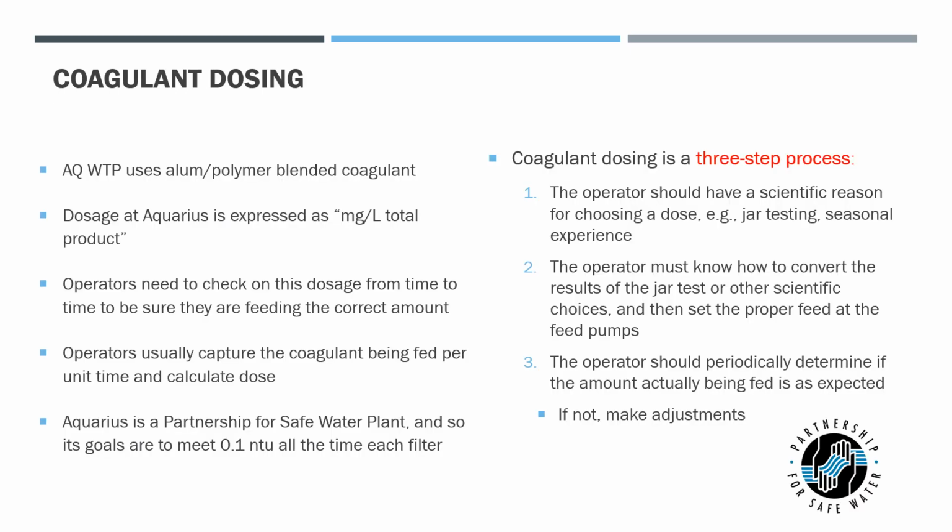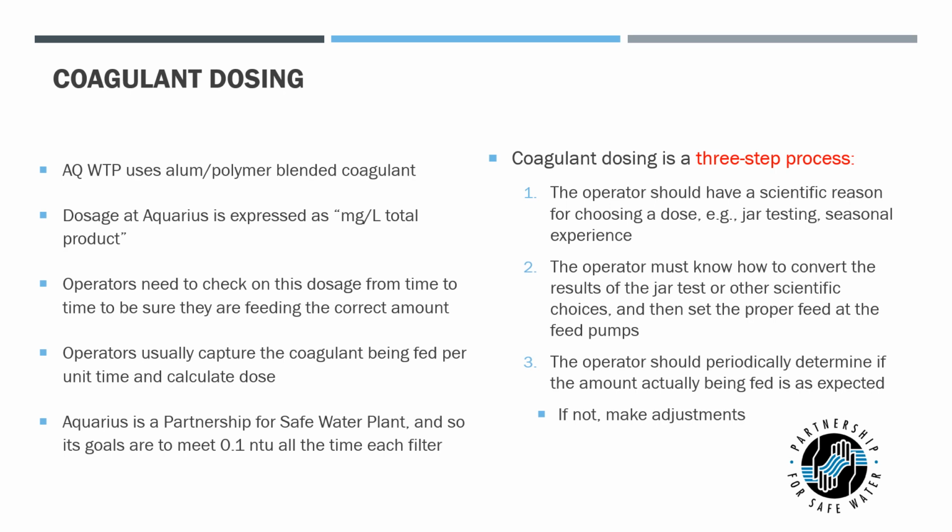Now at the Aquarius plant, they use the alum polymer blended coagulant, and they express their dosage as milligrams per liter total product. So when they make their rounds and check the dosage from time to time, they capture the amount of chemical being fed right into the rapid mixer for a minute and determine milligrams per liter dosage from that. And of course, they're trying to feed enough to meet the Partnership for Safe Water goal of 0.1 NTU all the time coming out of each filter.